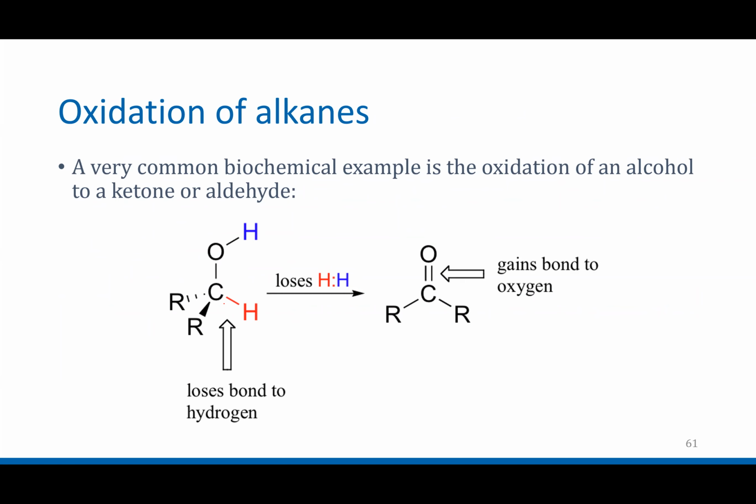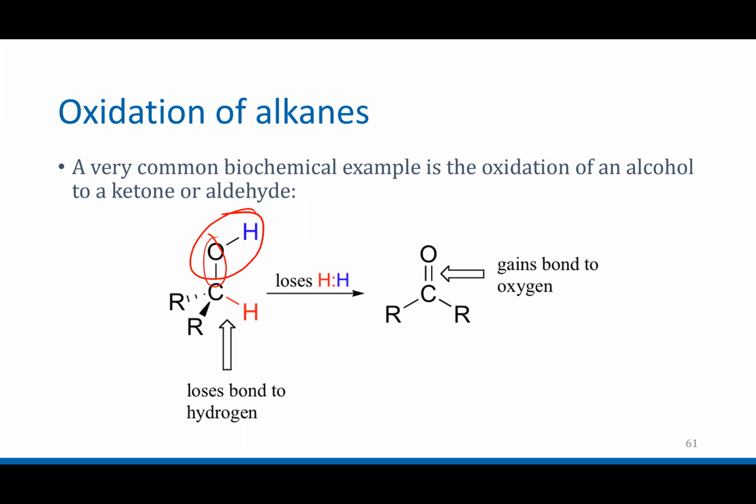A very common example of this is the oxidation of an alcohol into a ketone or an aldehyde. So in this case, I have an alcohol functional group right here. And what's going to happen is it will end up losing hydrogen, which is, again, why they call it dehydrogenation sometimes. It loses a hydrogen. And then this oxygen here that was part of the alcohol gets a double bond to turn into, in this case, a ketone.